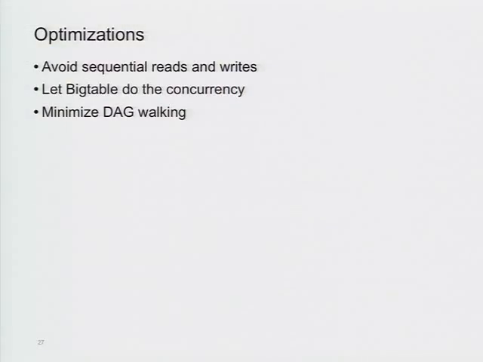So our goal is to let BigTable do the concurrency. If we have writes we can do in parallel, we throw them into a pool and wait for all of them to finish, and BigTable gets back to us eventually. Same with reads. And then we do a little bit of pre-computation to minimize this graph walking for things that we know the client is going to ask us.